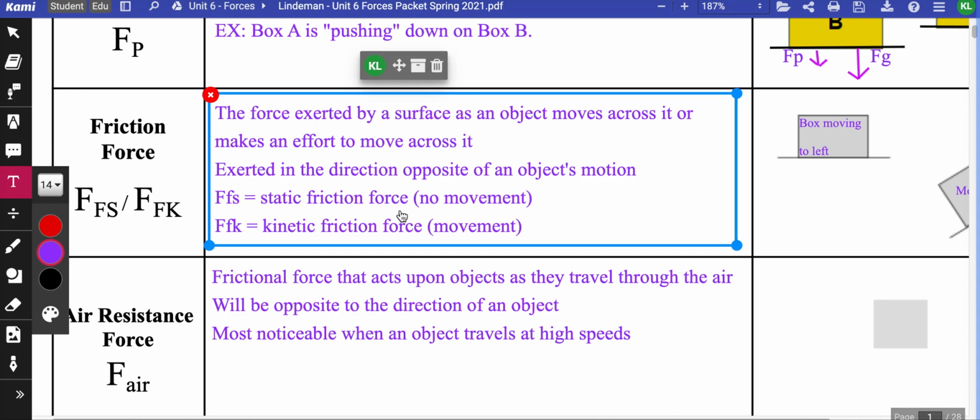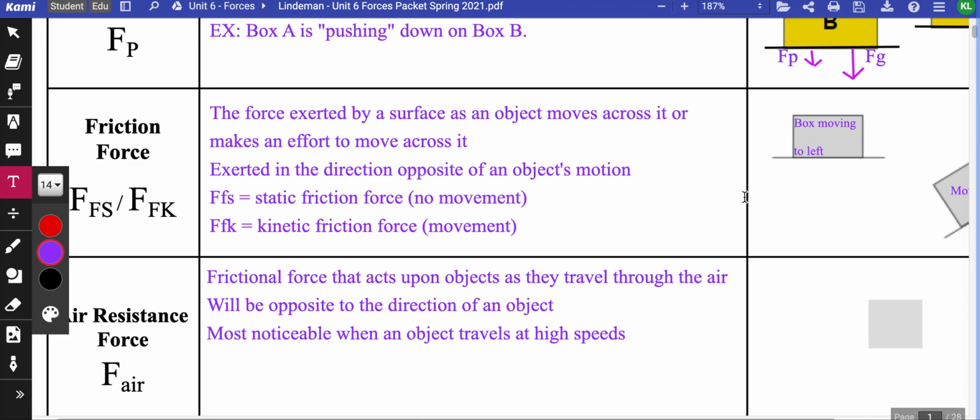This means there is no movement, but you are trying to move something. For this, imagine you are trying to push a very heavy object that will not budge. That is static friction force. Or an object on an incline that is not moving would also be static friction force, okay? Kinetic friction force is saying yes, there is some friction occurring, but we do have movement, okay?